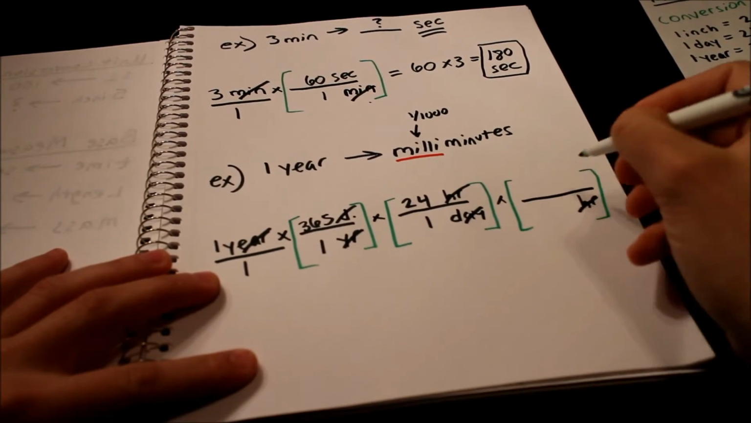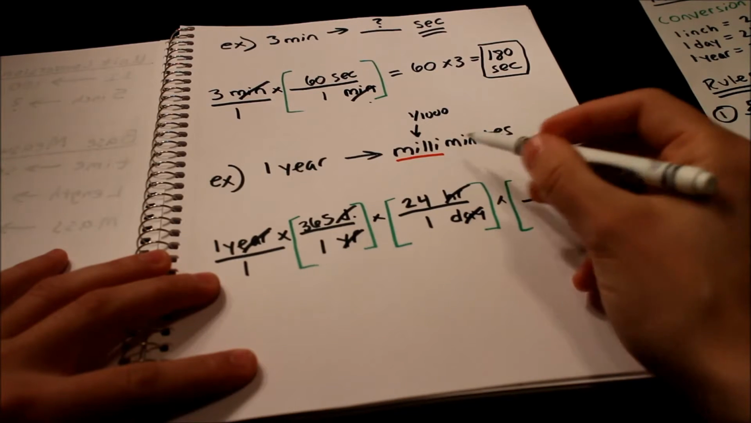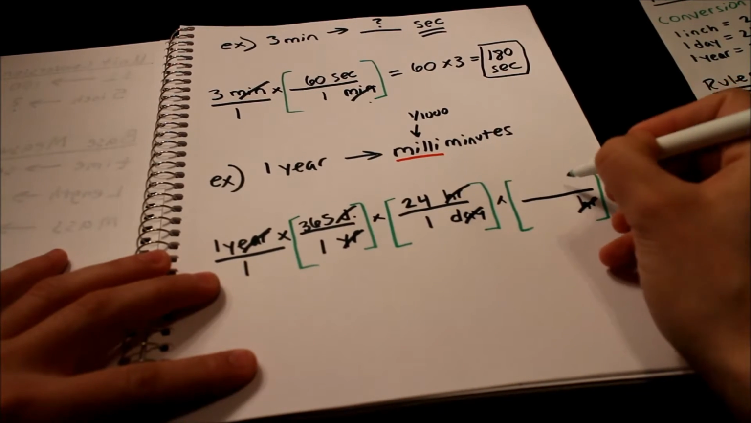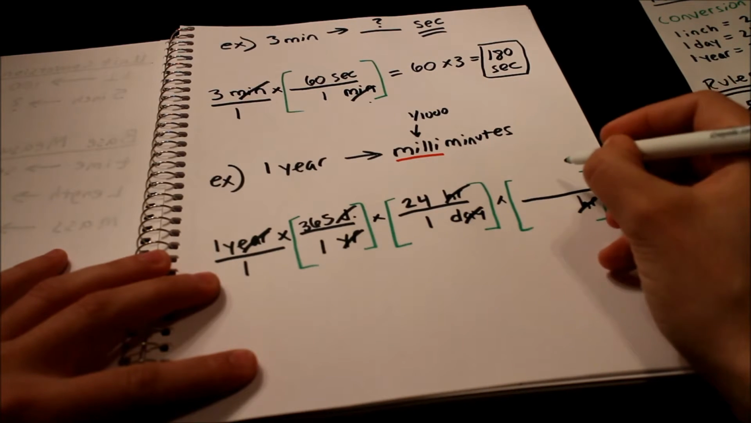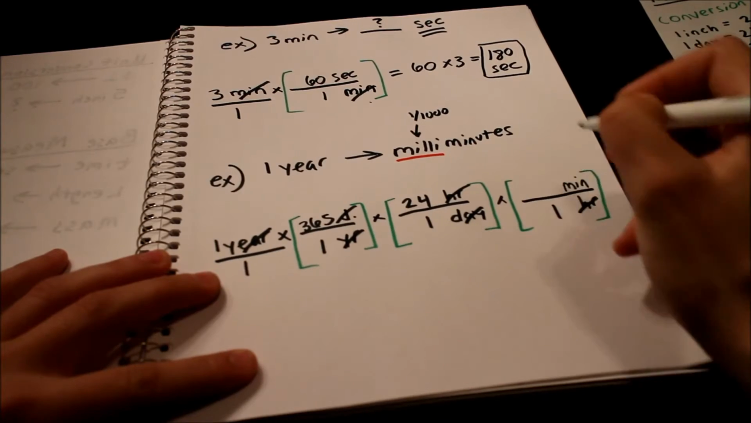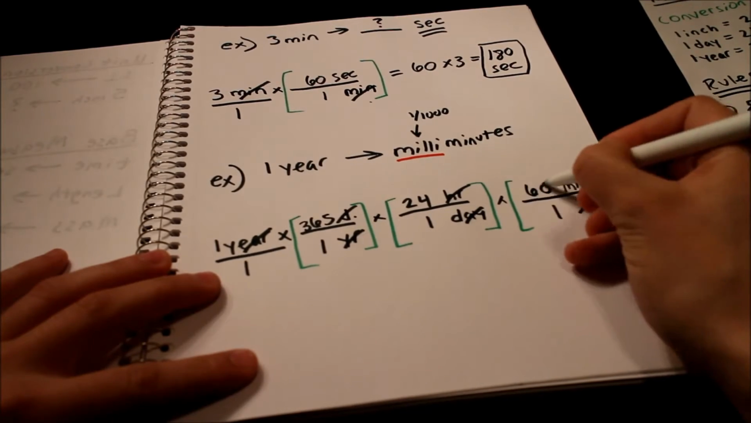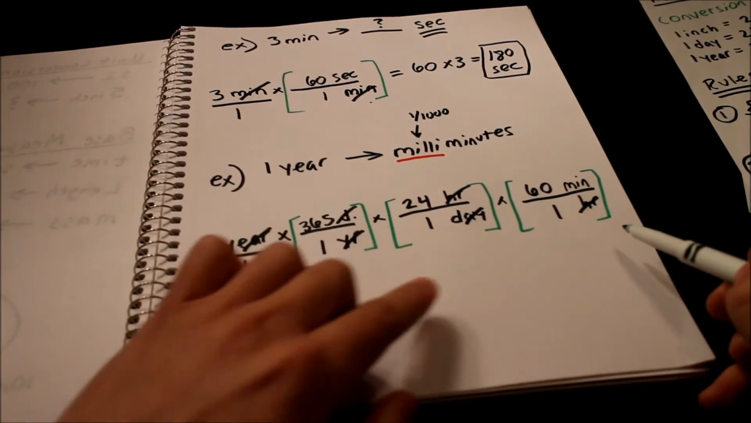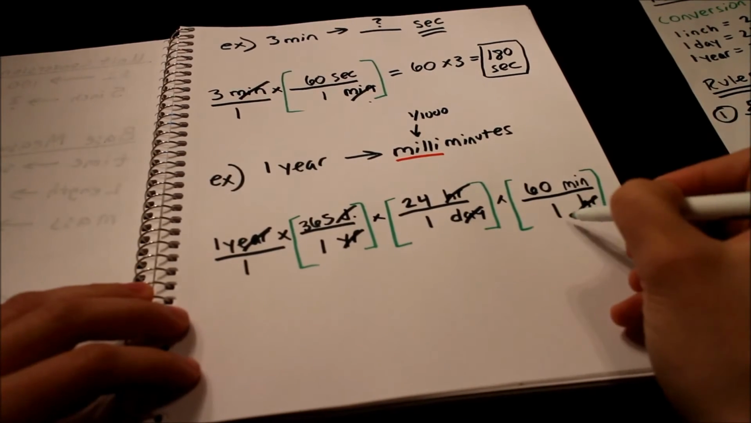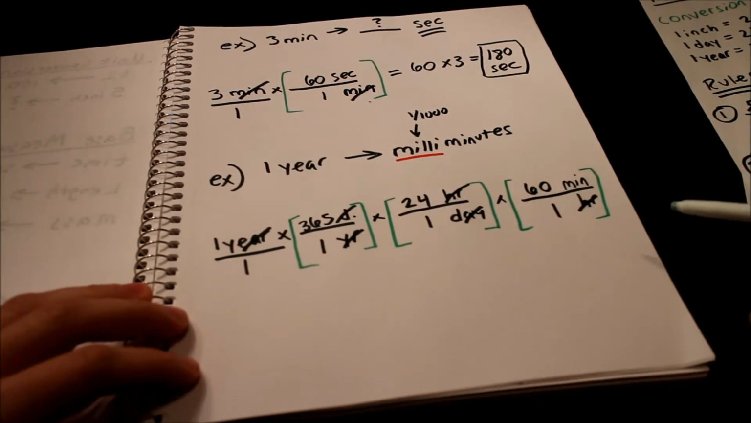So what do I know about hours? How are they related to the minutes? Let's not worry about the milli part. Let's just worry about the minutes. So how are hours related to minutes? Do I know that conversion factor? I think I do. I'm pretty sure that 1 hour is the same thing as 60 minutes. Everything in the brackets is a conversion factor and everything on top and bottom has to be equivalent. So 1 hour is the same thing as 60 minutes.